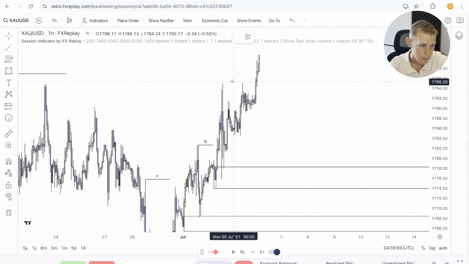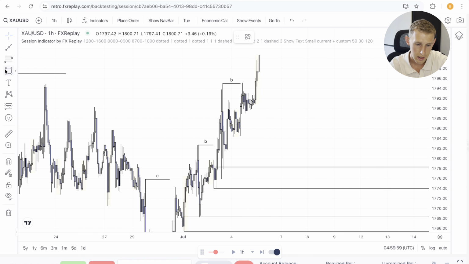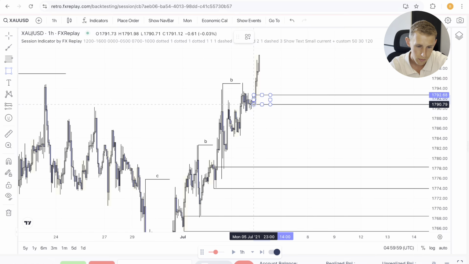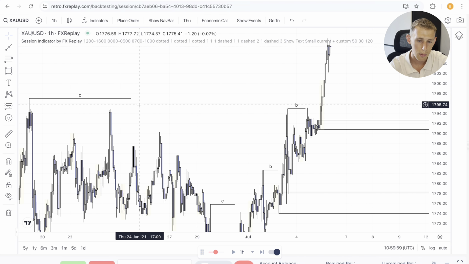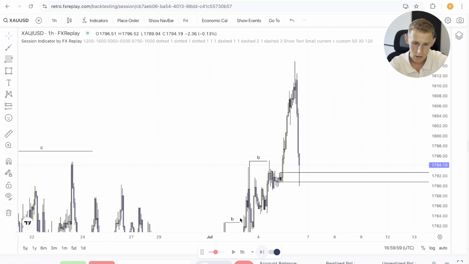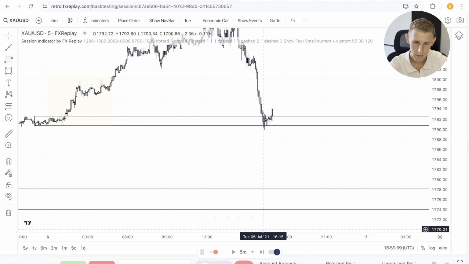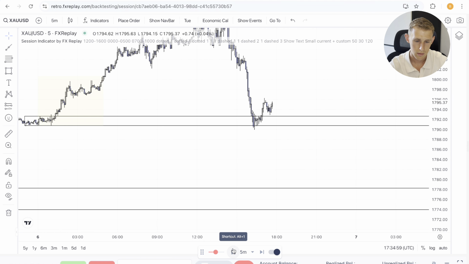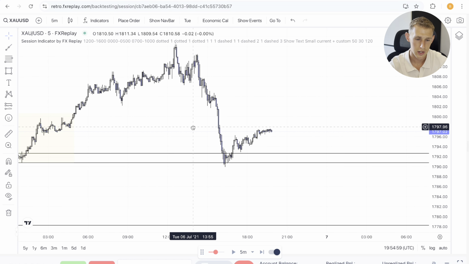In terms of if we're looking for buys though, I would look for maybe this area. But yeah, I wouldn't sell from here anymore just based on how much price has closed above it. Maybe we can look for the longs here though. Nothing just yet.